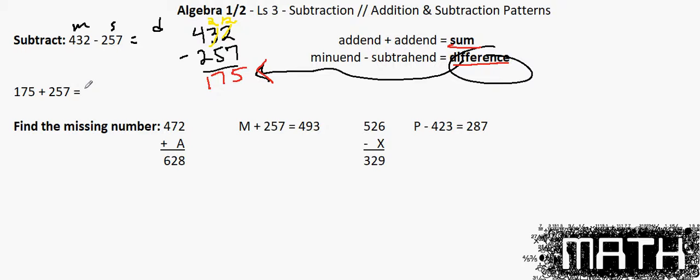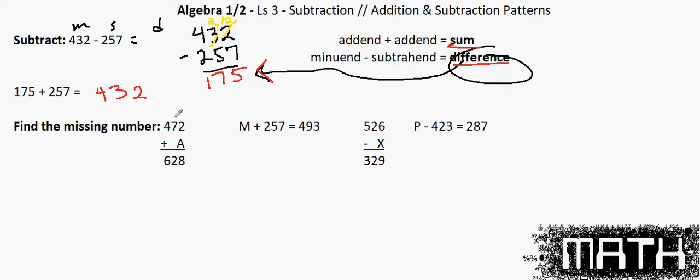Let me find it. Where is it? 175 plus 257. Of course, I could solve it myself, but I'm curious where I found it in the book. Not sure, but we solved it earlier, and it was 432, I think. Let's just go with it. Let's say that's right. All right.